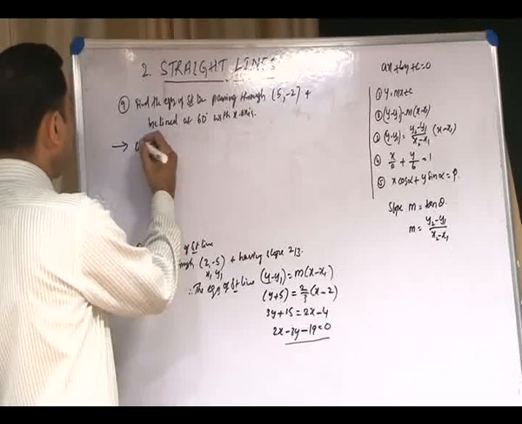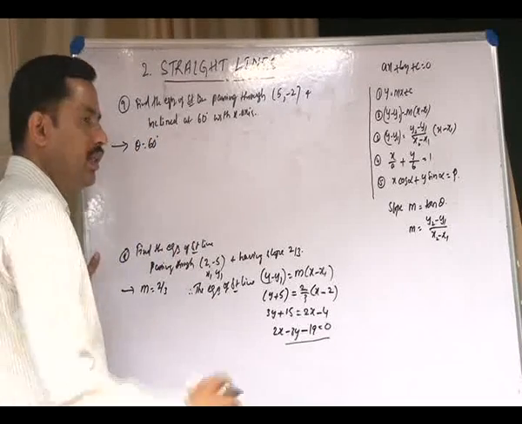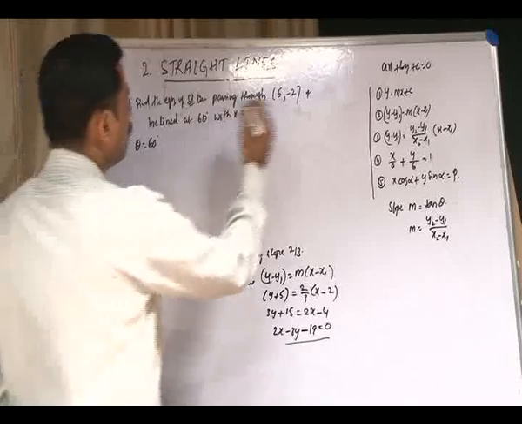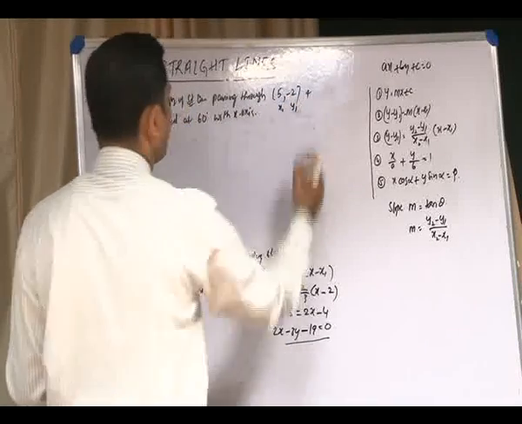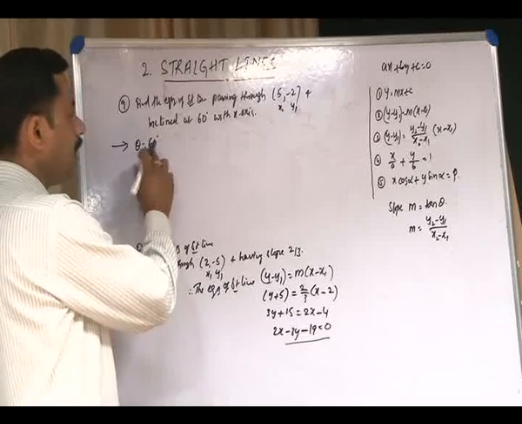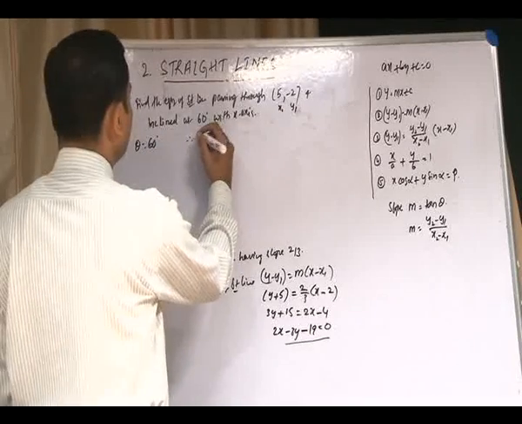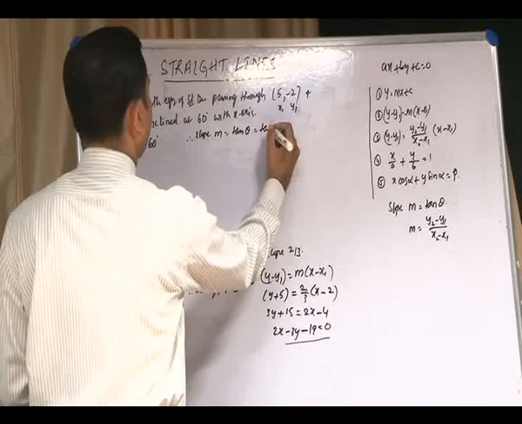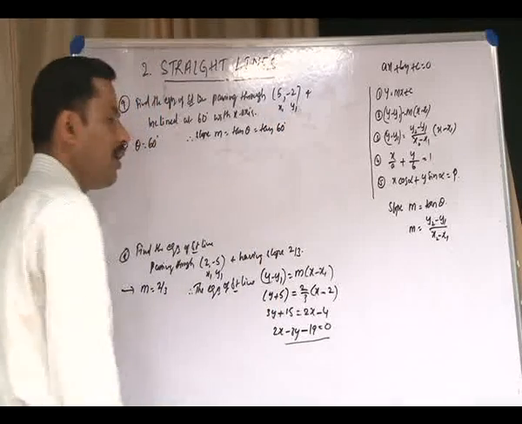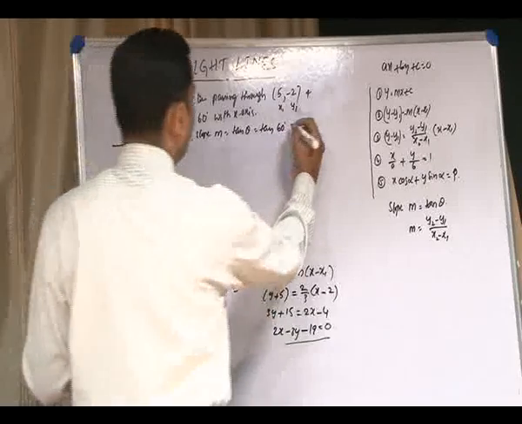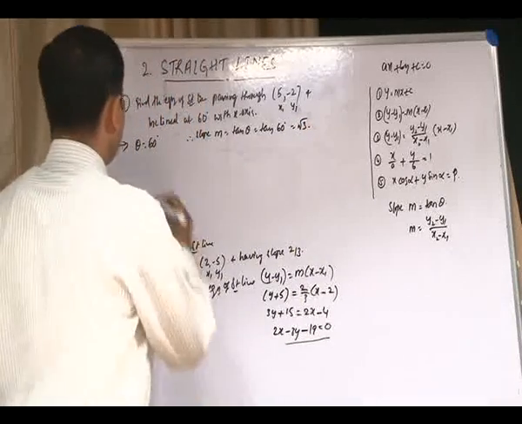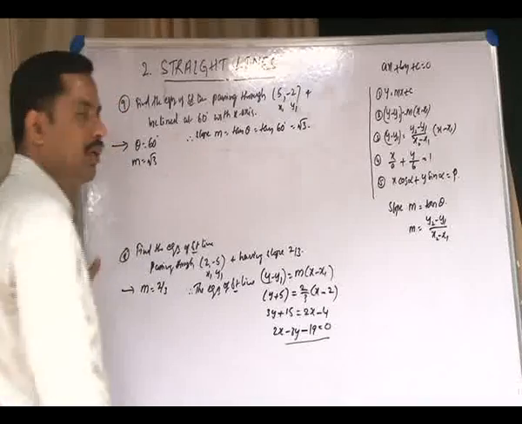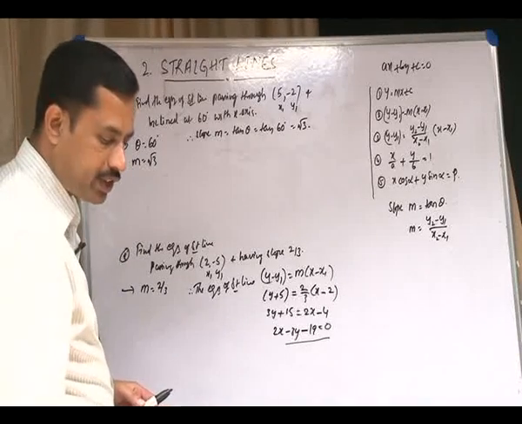That means the inclination theta is given, so instead of the slope, we use the inclination theta to calculate the slope. Passing through the point 5 comma minus 2, the coordinates are x1, y1. So first we use the inclination theta to calculate the slope. Therefore the slope m is equal to tan theta, that is tan 60 degrees. The value of tan 60 is root 3. Therefore, the slope of the straight line m is equal to root 3, and this line is passing through the point 5 comma minus 2. Then you have to find the equation of the straight line.